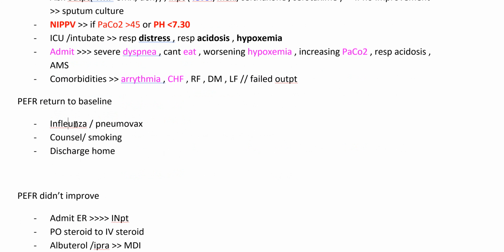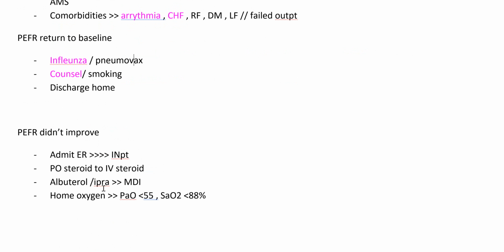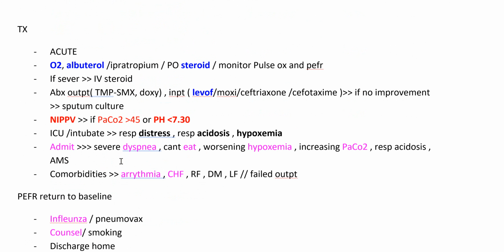If improved, then you give influenza vaccine and counsel. If didn't improve, then you assess home oxygen need if the PaO2 is less than 55, SaO2 less than 88. You switch to IV steroid and you admit. That's a summary of COPD exacerbation.